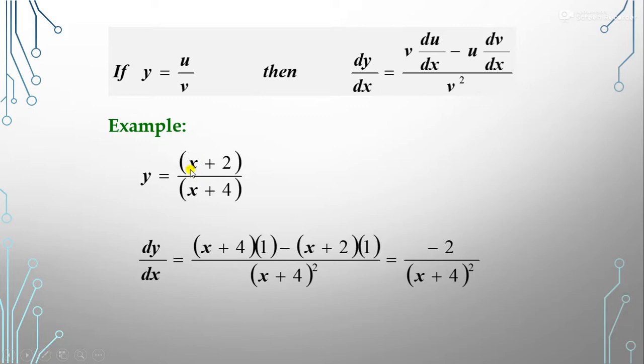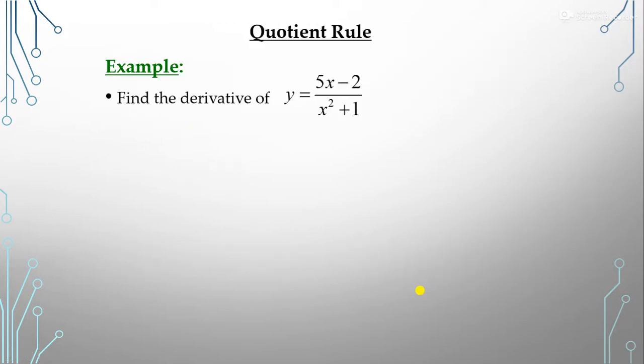So the differentiation of this function is 1, minus the numerator as it is, x plus 2, times the derivative of the denominator. This is also a linear function and the coefficient of x is here 1, so the differentiation of x plus 4 is 1. Now you can simplify it and you will get the differentiation of y with respect to x, that is dy by dx. Clear? Okay, so let's take another example.